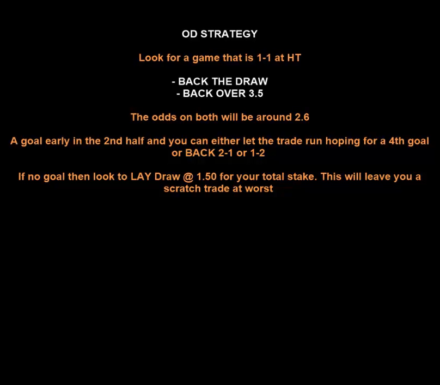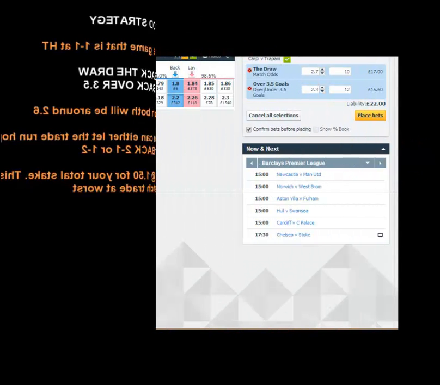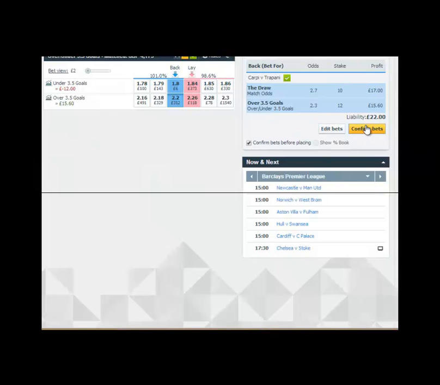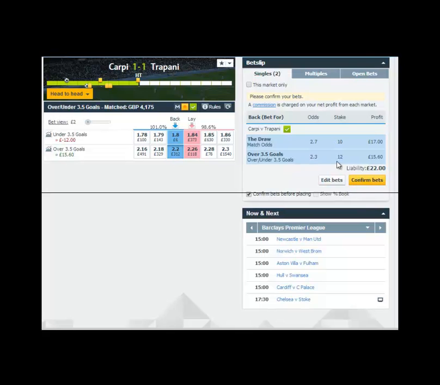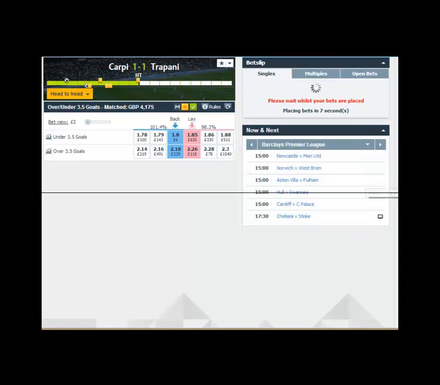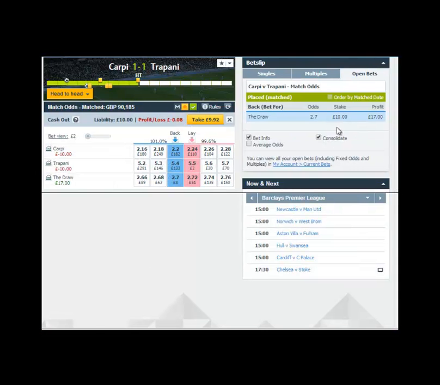And with an early goal in the second half, you can either let the trade run, or you can try and hedge out of the over 3.5 market. Our first example of this strategy is in the Italian Serie B, Carpi against Trapani. It's 1-1 at half time. So I back the draw at 2.7 for £10, and I backed over 3.5 goals for £12, and I'm asking for 2.3.